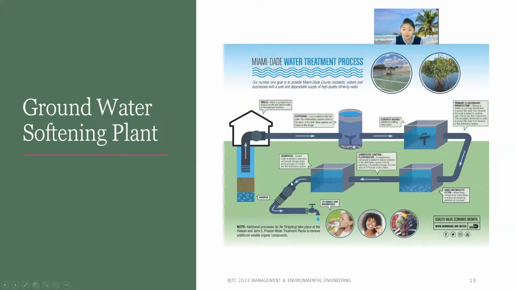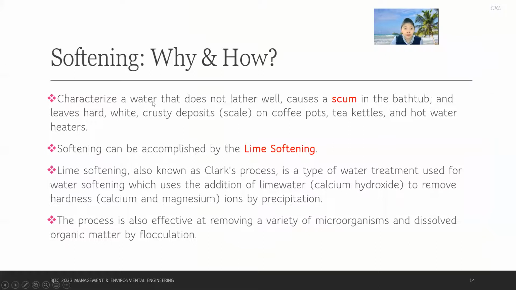Then it comes to the reservoir and then you can use it, right? Okay. So why we need to do the softening is because water that does not lather well will cause a scum in the bathtub and leave hard white crusty deposits on the coffee pot, tea kettles, and hot water heaters.